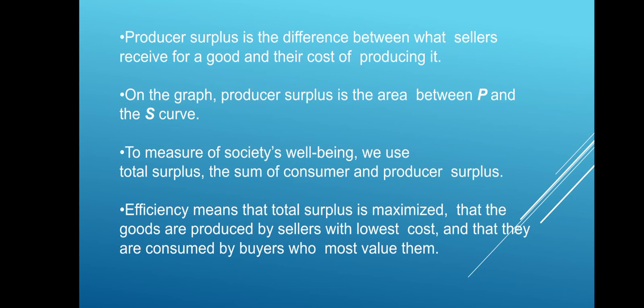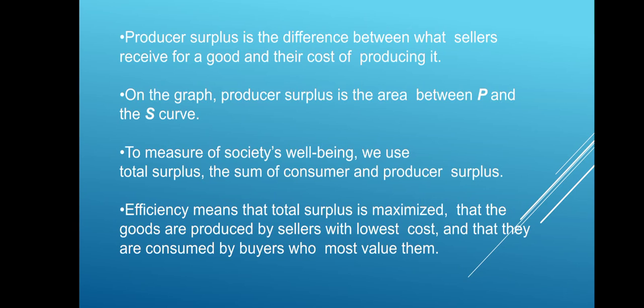Producer surplus. It is the difference between what sellers receive for a good and the cost of producing it. If I produce a product for 20 rupees and I receive 30 rupees, then the difference, 30 minus 20, 10 rupees, is my producer surplus. On the graph plotted between the price and the quantity supplied, producer surplus is the area between the price and the S curve. S refers to the supply curve.